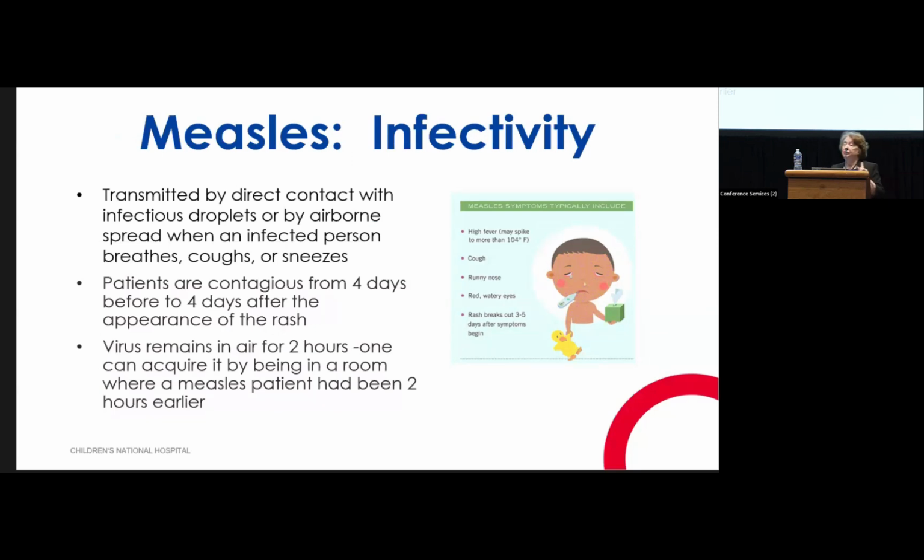The other important thing to remember is that virus droplets will remain in the air 2 hours after a patient leaves a room. So if you have an isolation room, a measles patient has been in there, you need to wait 2 hours before you put another patient in that room because the droplets are infectious for that period of time.